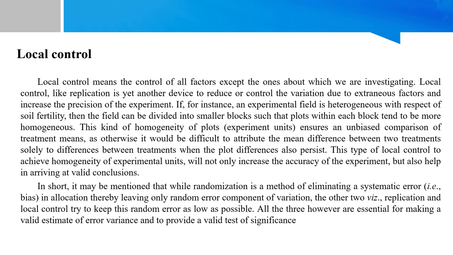For that, we will perform a uniformity trial under uniform condition. From the uniformity trial, we can understand the fertility of that particular experimental area. On knowing the fertility gradient of that experimental area, we can divide the whole experimental area into smaller blocks. Dividing the experimental area into homogeneous blocks will reduce the experimental error.